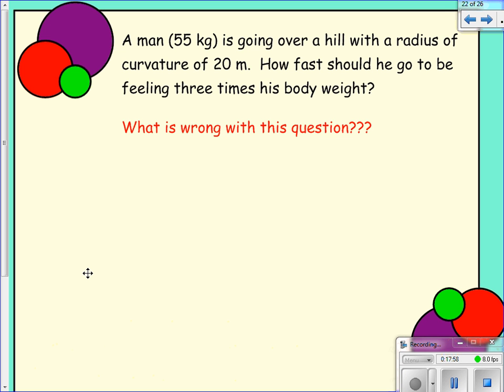So the question says, a man, 55 kilograms, is going over a hill with a radius of curvature of 20 meters. How fast should he go to be feeling 3 times his body weight? However, the real question is the one in red, and that is, what's wrong with this question? So I'm telling you right now, this is not a question that can be answered, and you would have to explain why. Now, there's 2 ways to go about it. There is a math way, and then there's a conceptual way.